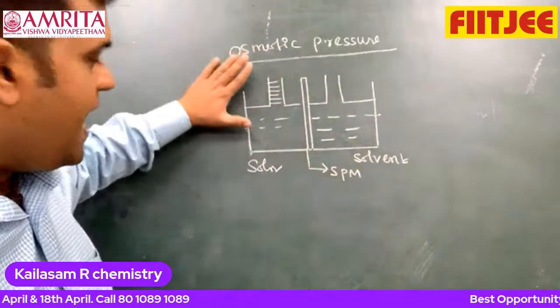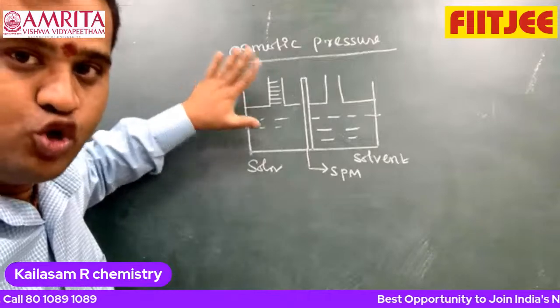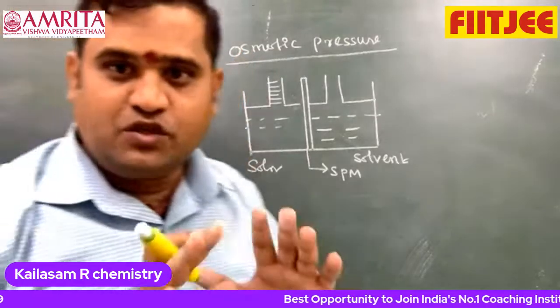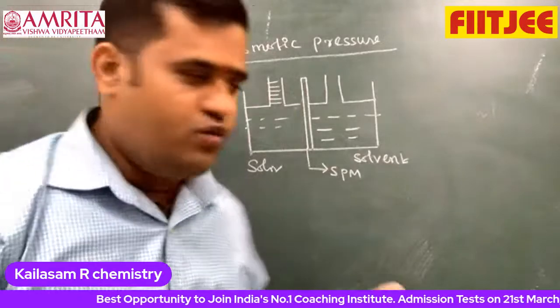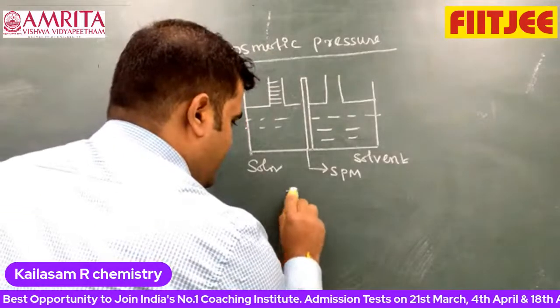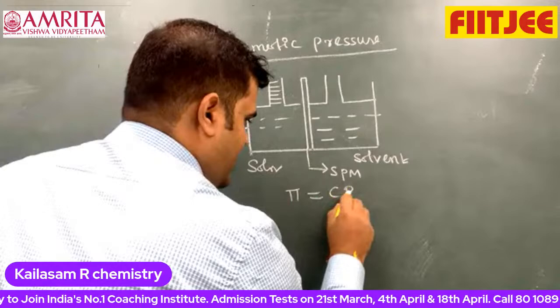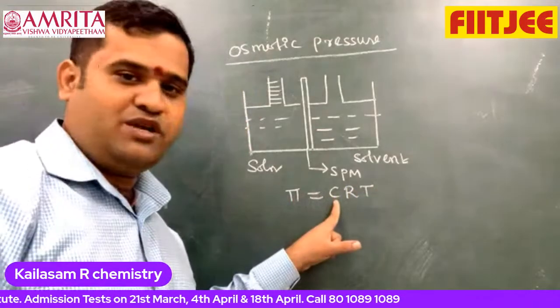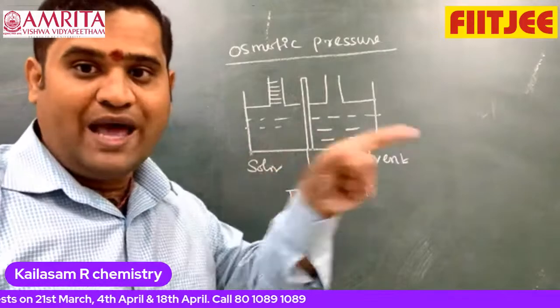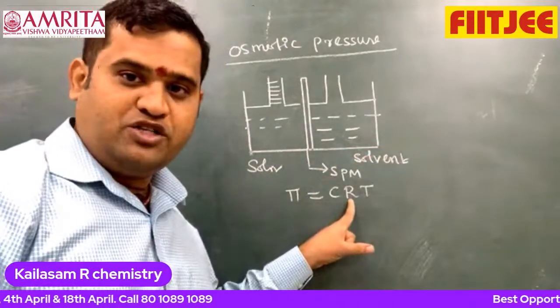Therefore, we are going to add the excess of pressure on the solution side. That pressure is called osmotic pressure. So now we can write that pi is equal to CRT. Pi is called osmotic pressure. C is nothing but the concentration of solution in terms of molarity. R is 0.08, and T is the temperature at a particular temperature.